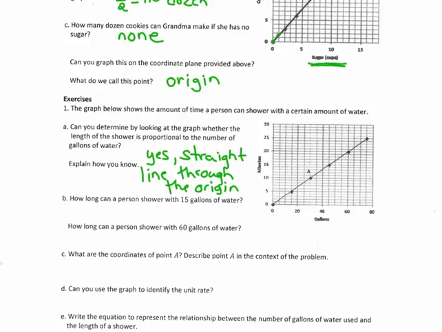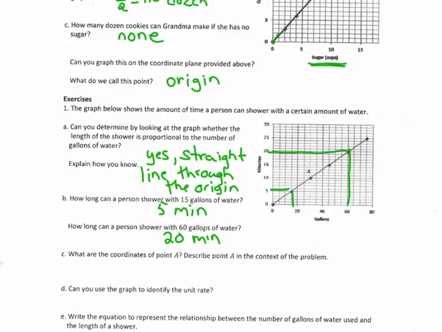How long can a person shower with 15 gallons of water? So I'm going to look here. These are counting up by 5s: 5, 10, 15, 20. So here's 15 gallons. If I read up, that's going to tell me where it intersects the line and how many minutes. Yes, minutes, sorry. So they can shower 5 minutes. How long can a person shower with 60 gallons of water? I'm going to do the same thing. Here's my 60. I'm going to see where it hits the graph and read over. So that should be 20 minutes.